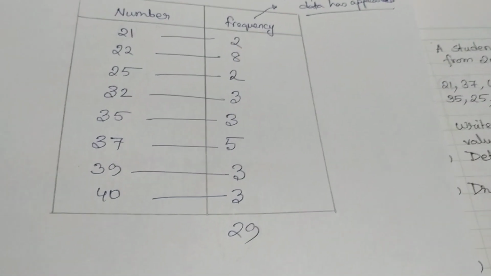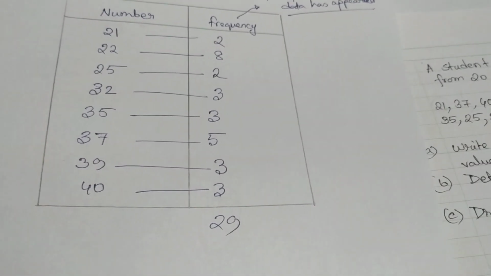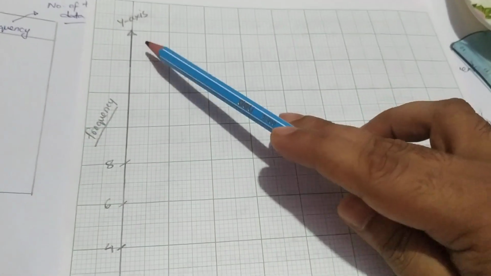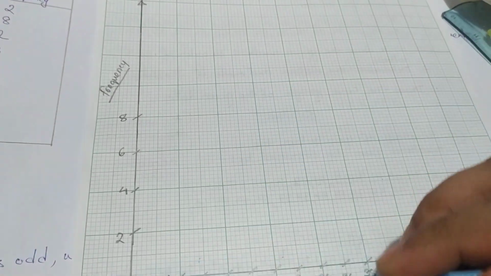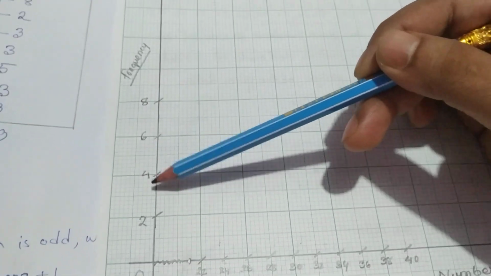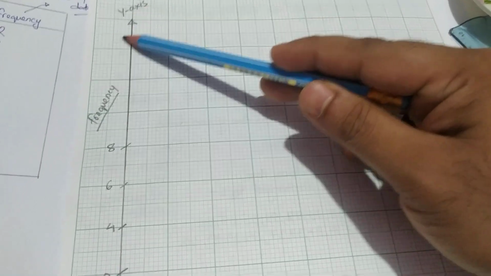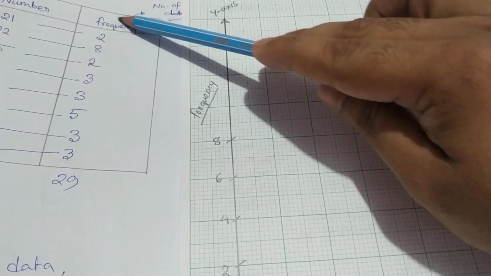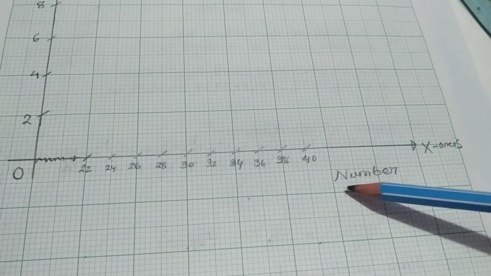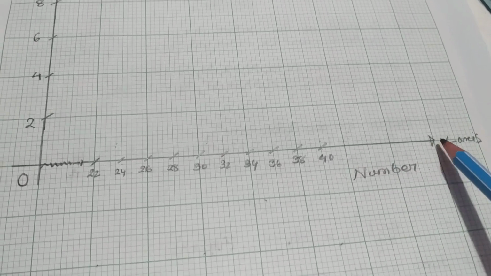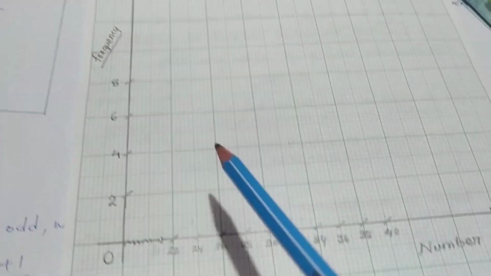Okay, so I'm moving on to the graph. So this is my graph. Okay, I've not drawn the graph, I've just made points. So this is my graph where I've drawn a line over here. If you can see, this is the y-axis. Okay, so the y-axis will represent my frequency, and the number will be represented in my x-axis. So this is my frequency and this is my number.